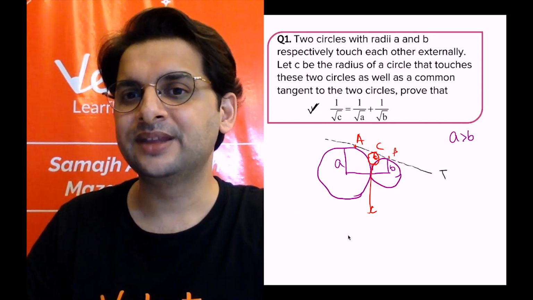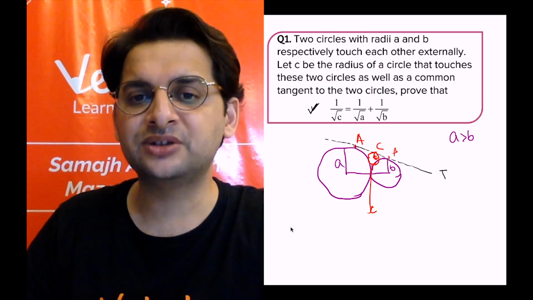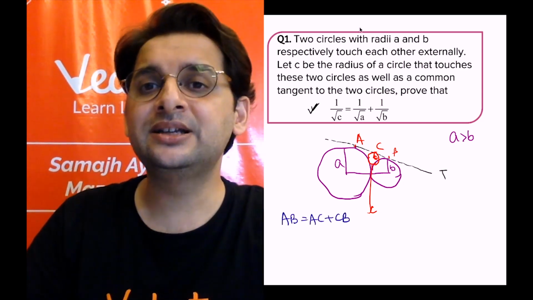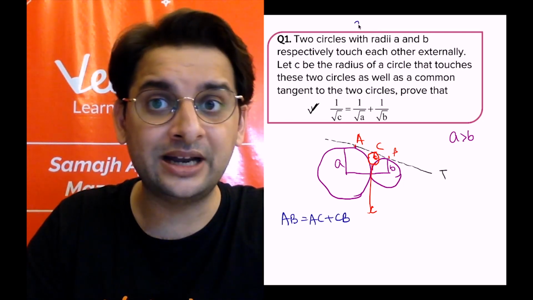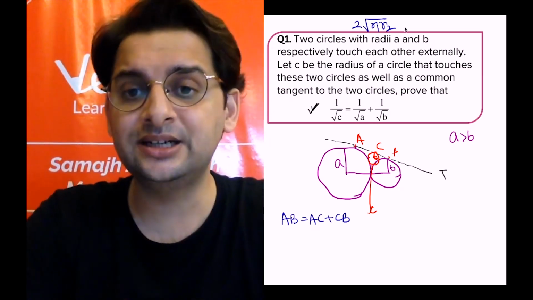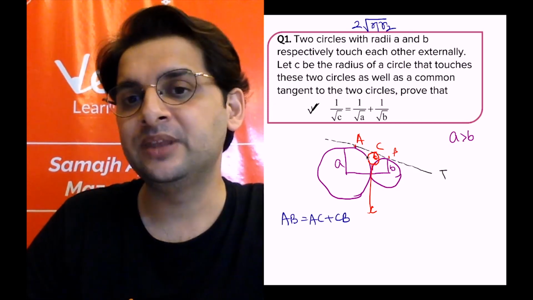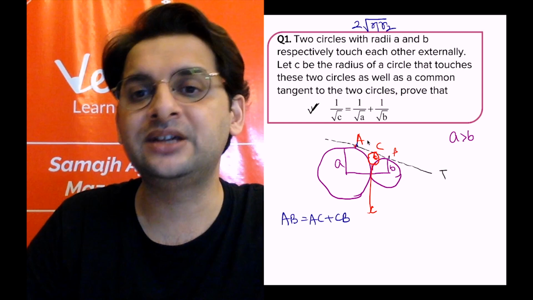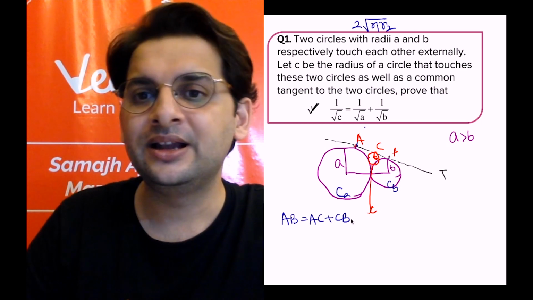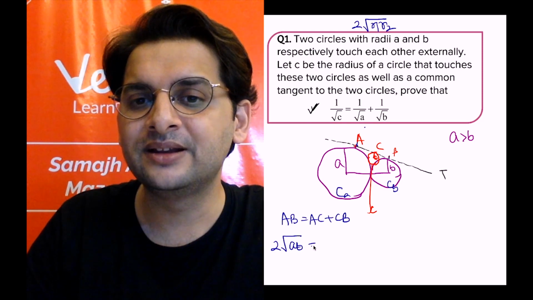So how do I do this? If this is the point A, this is point B, and this is point C, can I say AB is equal to AC plus CB? And using the result that the length of the direct common tangent is 2 root of R1 R2 in case of the two circles touching each other externally, this question becomes so very easy. Can I say AB is the length of the common tangent between circles A and B, and the length of the common tangent is 2 root of AB? This we just did.